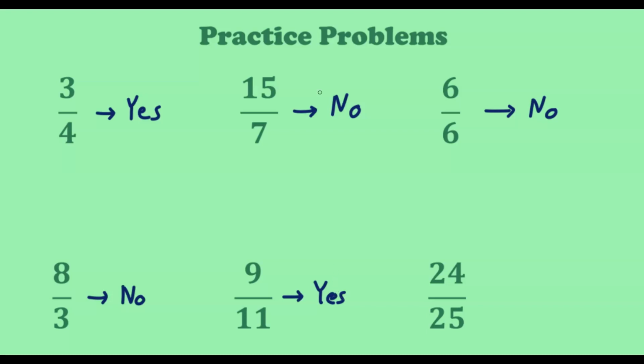And next, we have 24 over 25. The numerator is 24, and the denominator is 25. Now, 24 is less than 25. That is, the numerator is less than the denominator. And because of that, we can say that yes, 24 over 25 is a proper fraction.